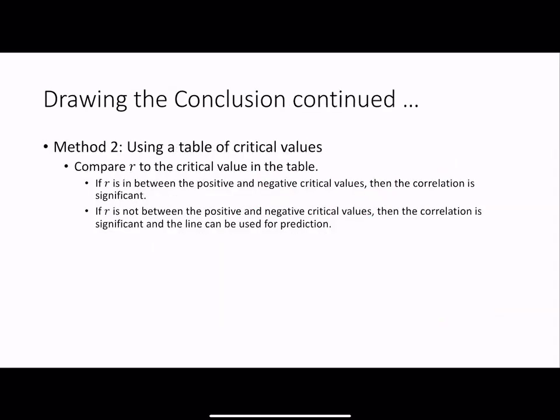So method 2, we use a table of critical values. There is a table that is in your textbook. I think it's on 2 pages, so I kind of had to type it out. You'll see it here on the next slide, I believe. It says compare R to the critical value in the table. So if R is between the positive and negative critical values, then the correlation is not significant. If R is not between the positive and negative values, then the correlation is significant, and the line can be used for prediction.